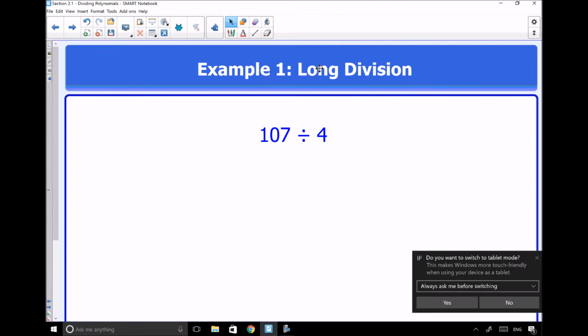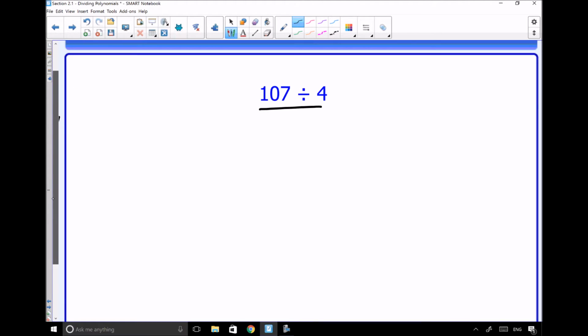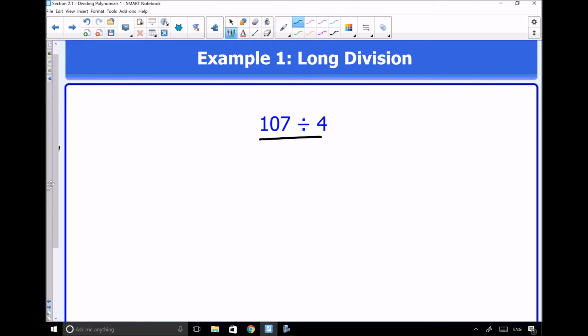Okay. All right. Example number one is on long division. And if you notice, the problem that I gave you right here is 107 divided by 4. And you're probably like, why is she doing elementary school math on this video? Well, the reason why is because I want you to see the connections between actually doing the long division with what you know and doing division with polynomials.